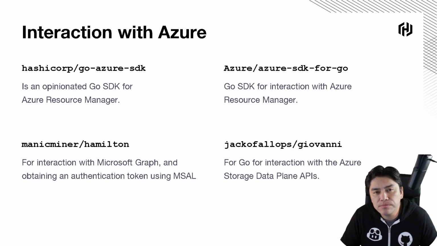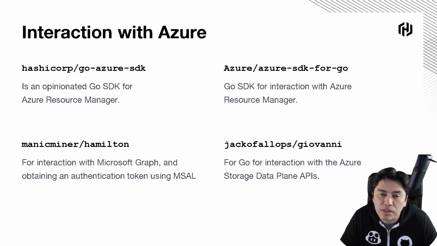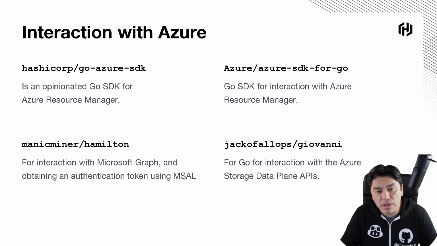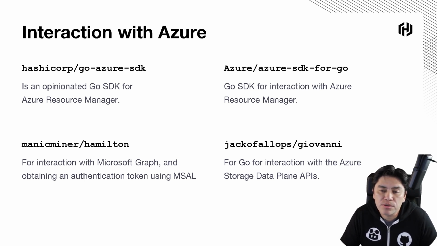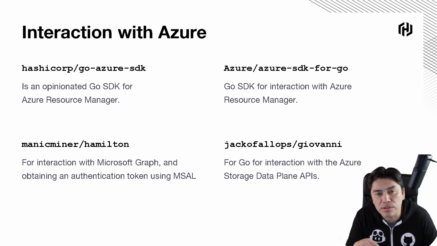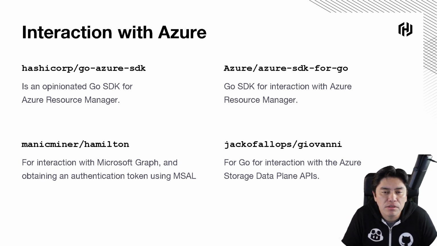Next, we have Hamilton. This is to interact with Microsoft Graph and to obtain authentication tokens using Microsoft Authentication Libraries, or MSAL. Last but not least is Giovanni. This is for interaction with the Azure Storage Data Plane APIs. And we're going to focus on this last one in our demo to make some updates that happened recently. So as you can see, these are some of the client libraries the provider uses. And other providers could use different kinds of libraries, but some of them are based on authentication, security, and to interact with multiple data planes.